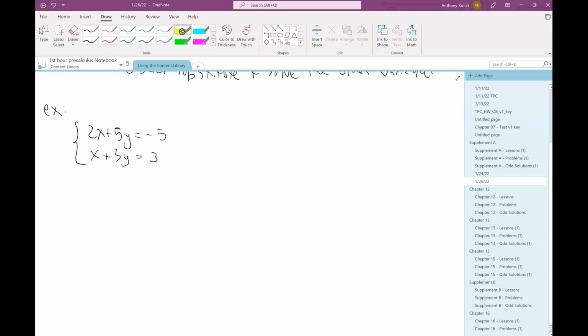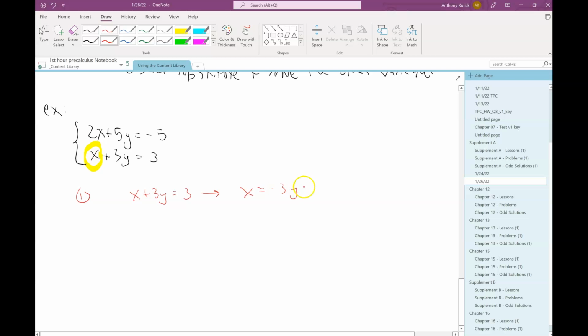And the reason I would do that is because the coefficient on x is 1, so I don't have to divide, so there's no chance of generating any fractions. Not that that's a big deal, but if I don't have to deal with any fractions, I'd prefer not to. So in step 1, I've chosen equation 2, and I've gotten the x by itself just by subtracting 3y from both sides.